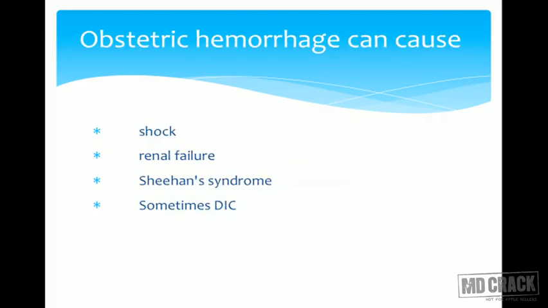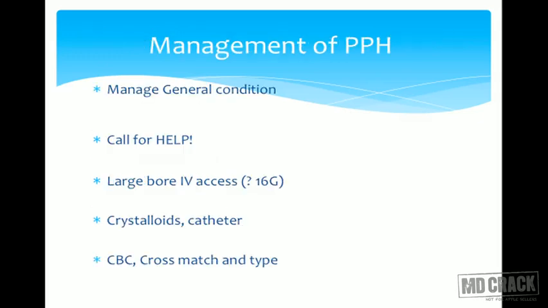Now obstetric hemorrhage can lead to shock, renal failure, Sheehan syndrome, where there is anterior pituitary necrosis that leads to lactation failure and secondary amenorrhea, and sometimes it may lead to DIC.